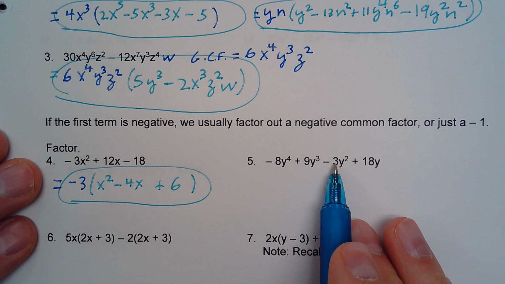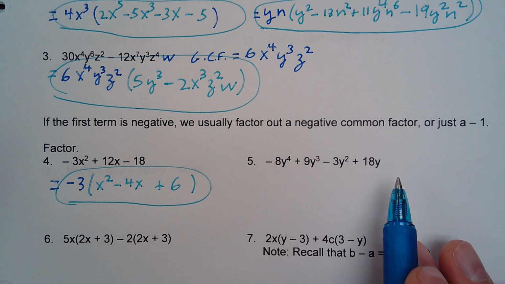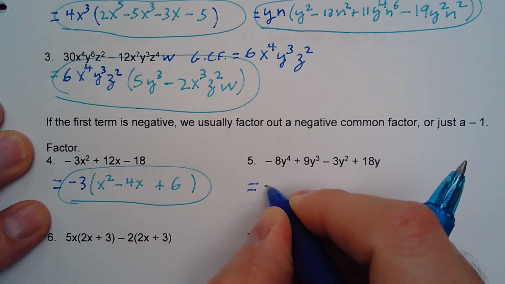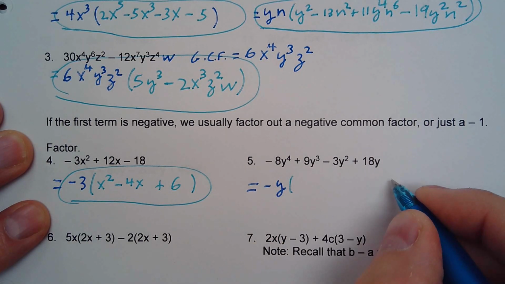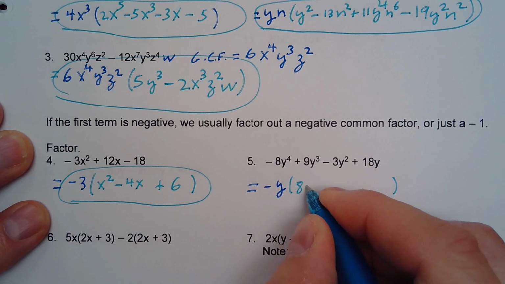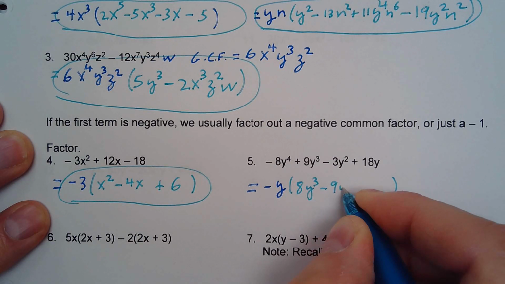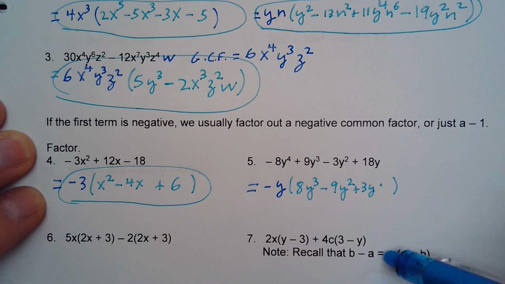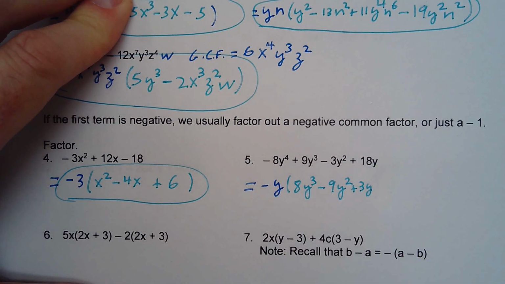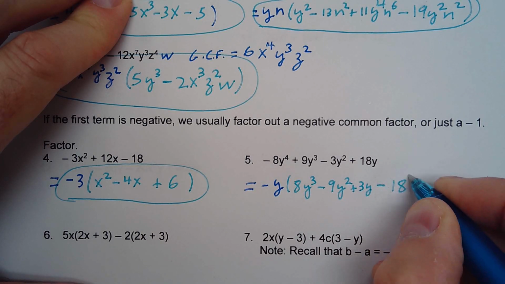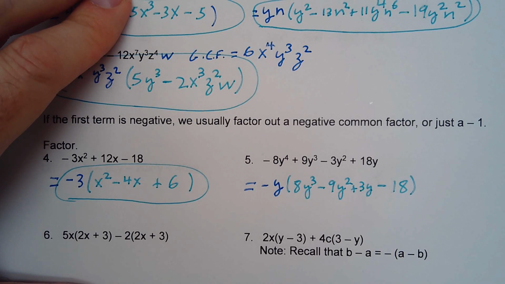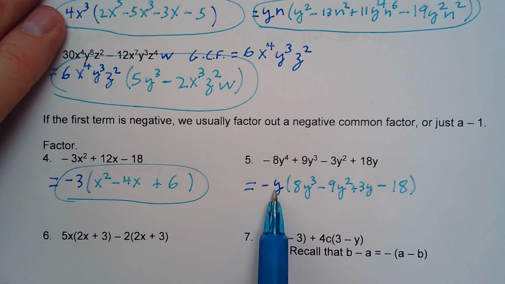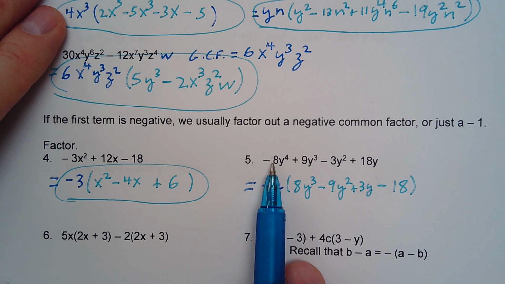Look at 8, 9, 3. So in terms of the numbers, the greatest common factor is 1. However, each term has a y, so we're going to factor out a negative y. So that becomes a positive 8y cubed minus 9y squared plus 3y minus 18. And keep in mind, if you always want to double check, just distribute that negative y to all the terms. Make sure it matches what you have up here.